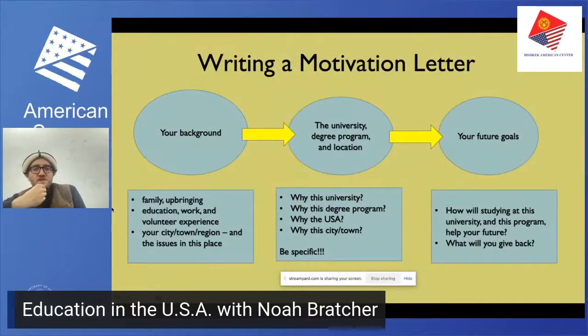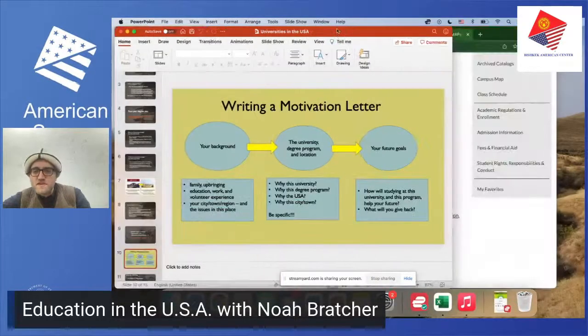Okay, writing a motivation letter. This is useful for universities, but it's useful for many different things, not only for universities.